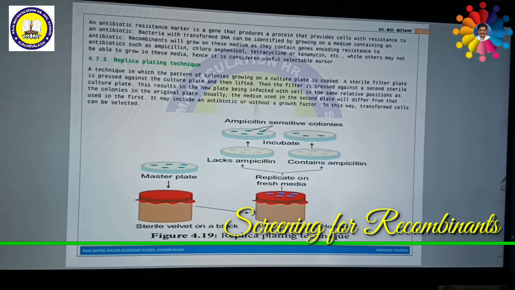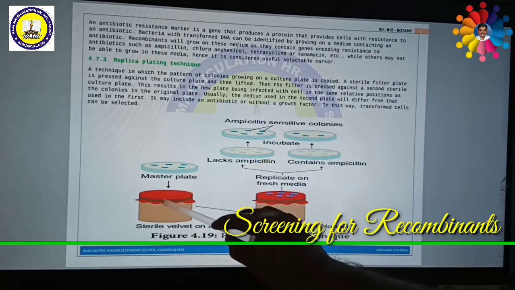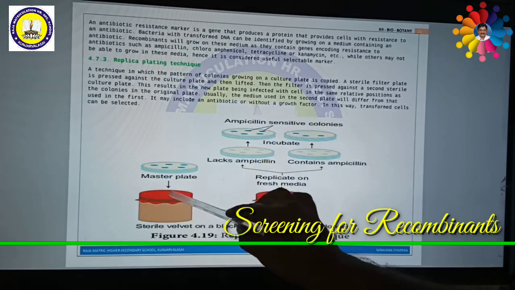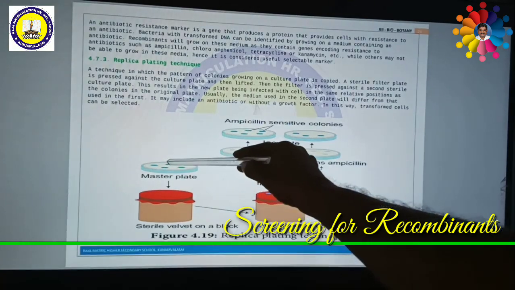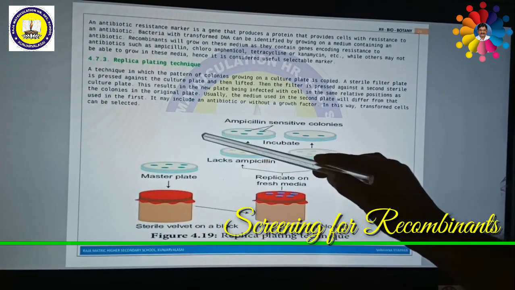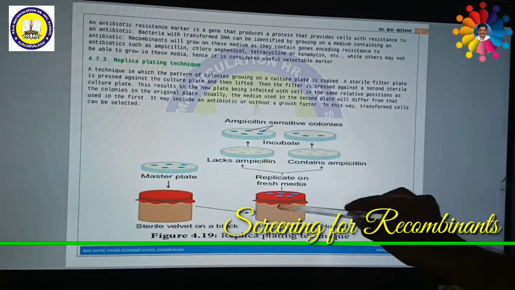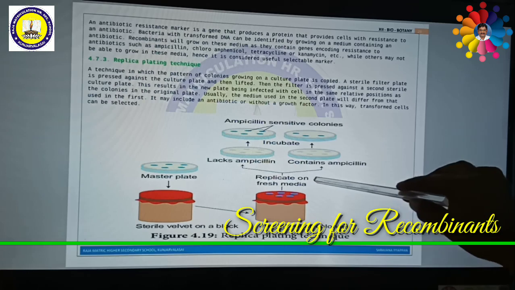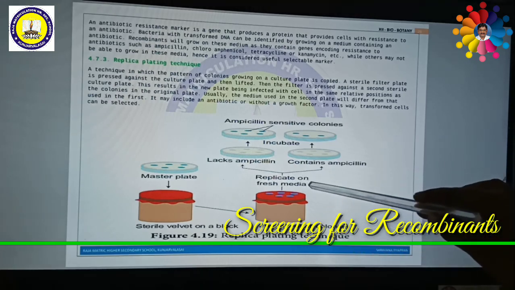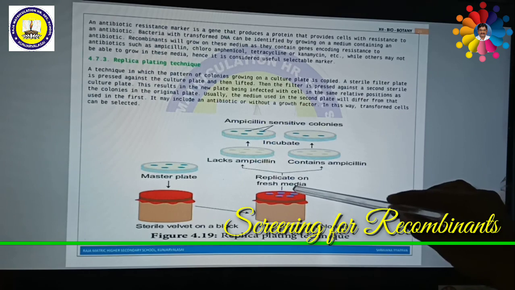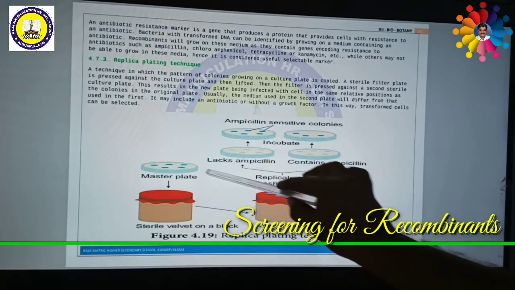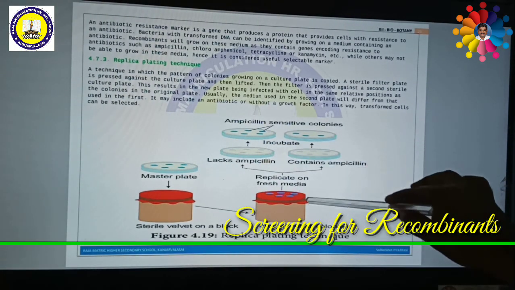So this is called the replica plating technique, a technique in which the pattern of colonies growing on a culture plate is copied. A sterile filter plate is pressed against the culture plate. Then it is lifted, and the filter is pressed against a second sterile culture plate. Now that will take a replica of the culture plate. The result is the plate being infected with cells in the same relative position. Wherever the microorganisms are, they will be imprinted on this plate.